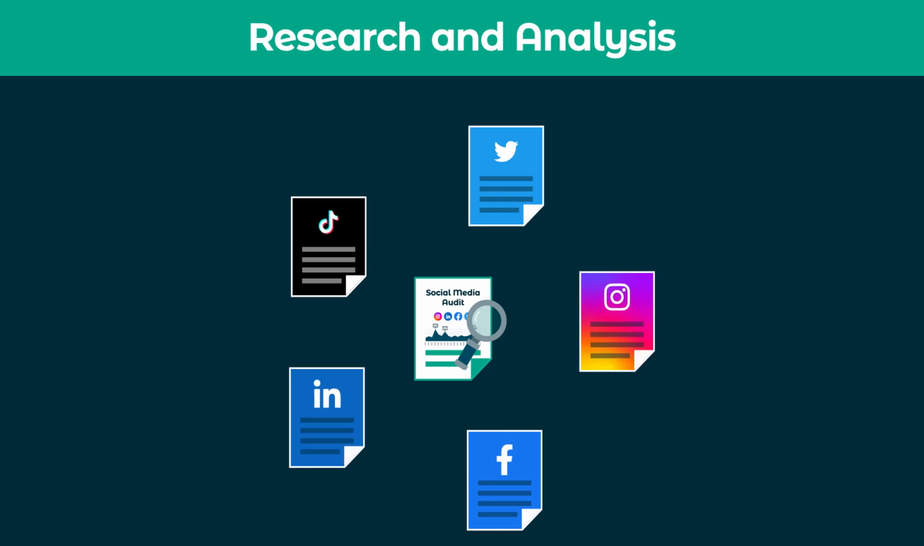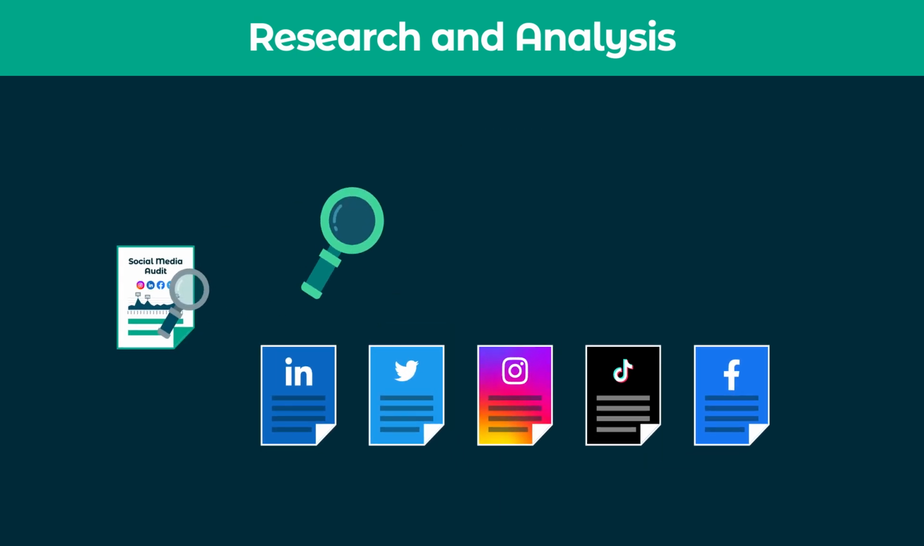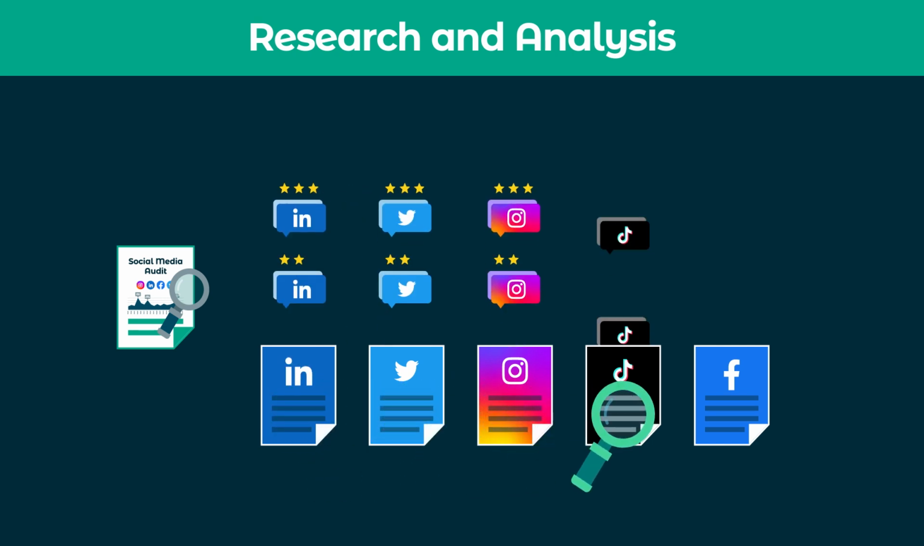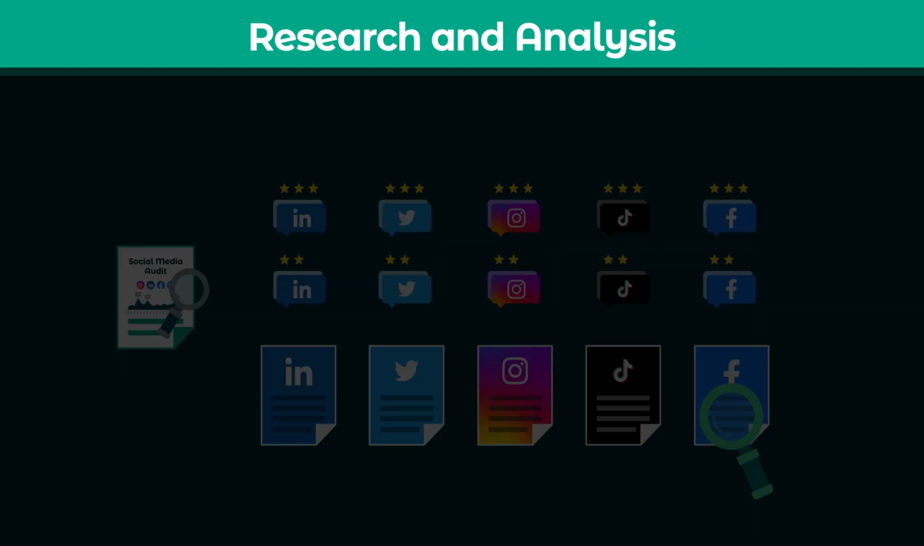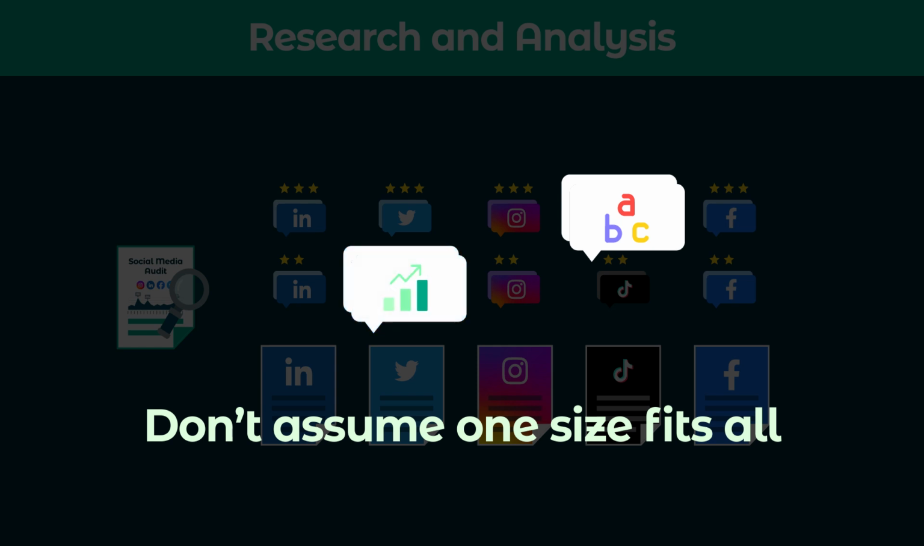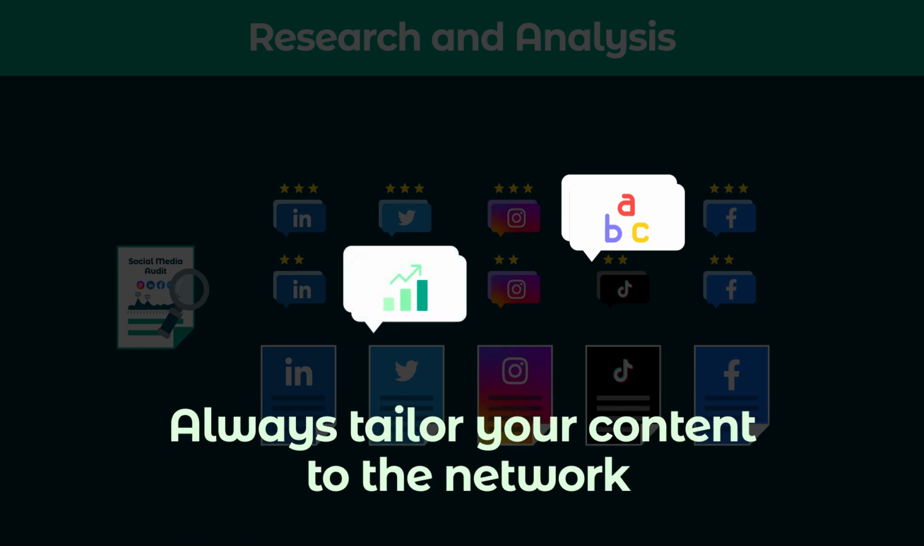Next, analyze how existing content was received. Make a list of best-performing posts on each network to help identify the types of content and captions that work best on each channel. Don't assume one size fits all. Maybe your TikTok content is educational, but your Twitter audience is looking for quotable stats. Always tailor your content to the network.